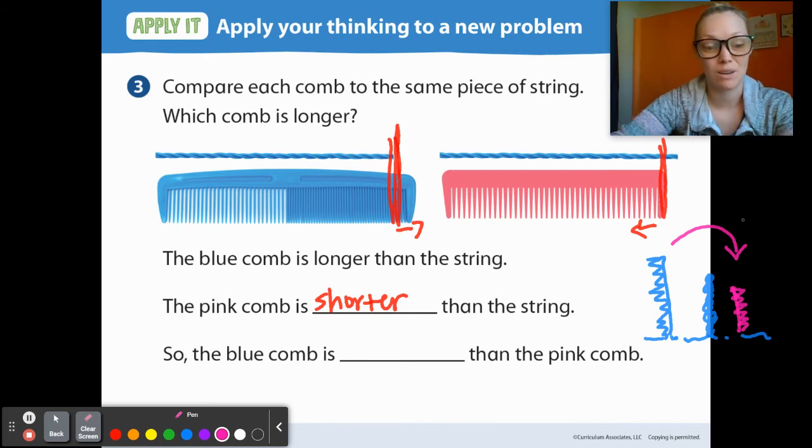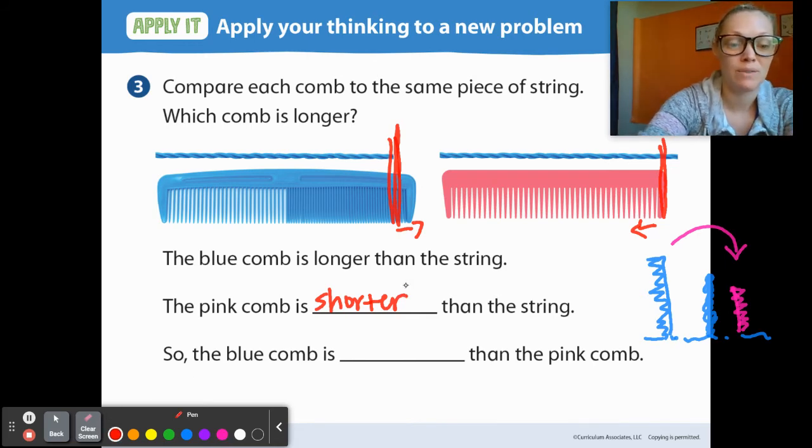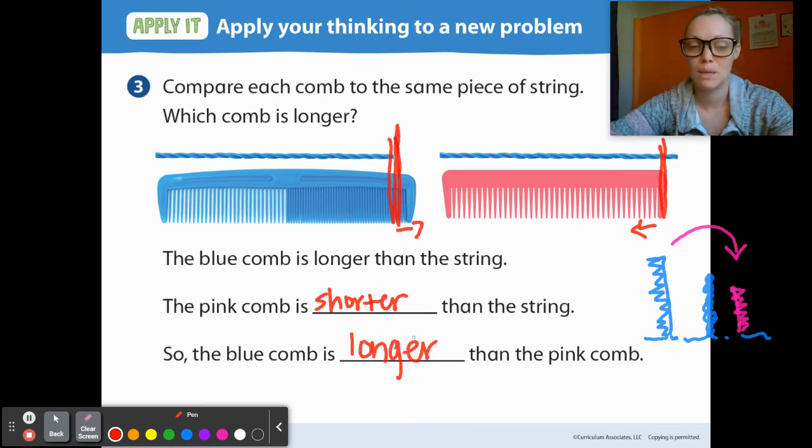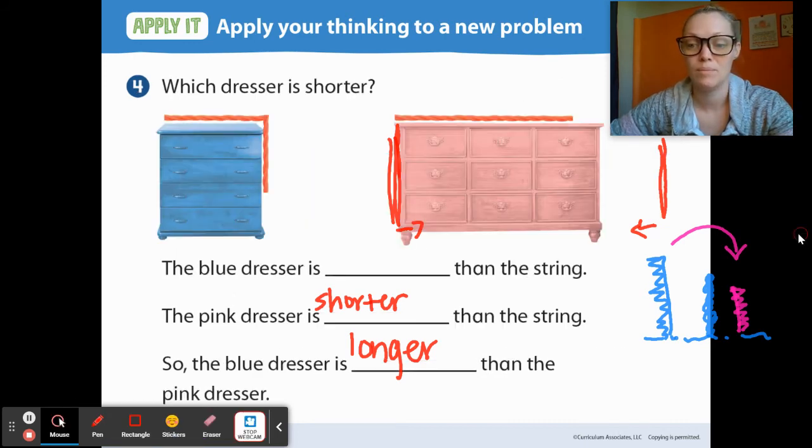Now I can easily see that my blue comb is longer than my pink comb. So down here I'll fill in: the blue comb is longer than the pink comb. And the way I figured that out was by using that string, comparing each comb to the string. See the next problem. Problem number 4.